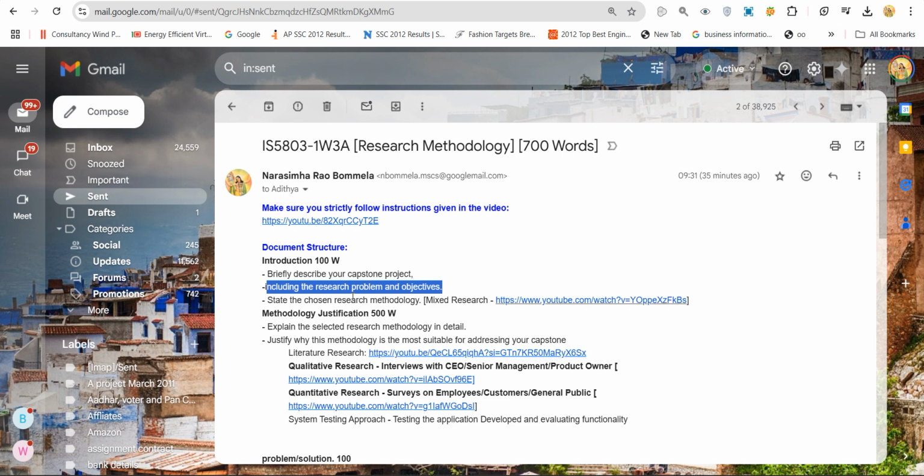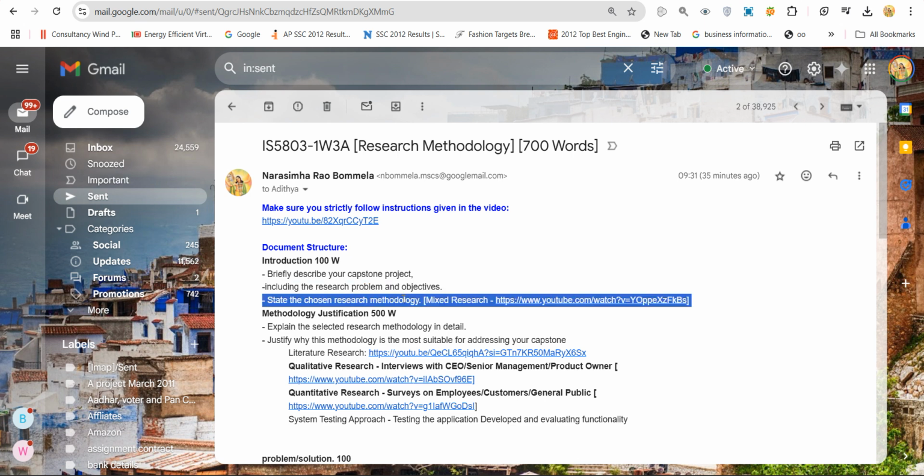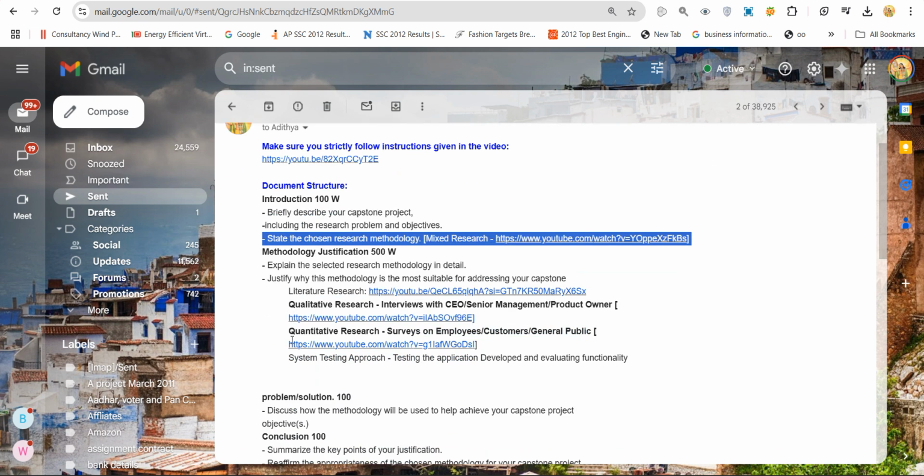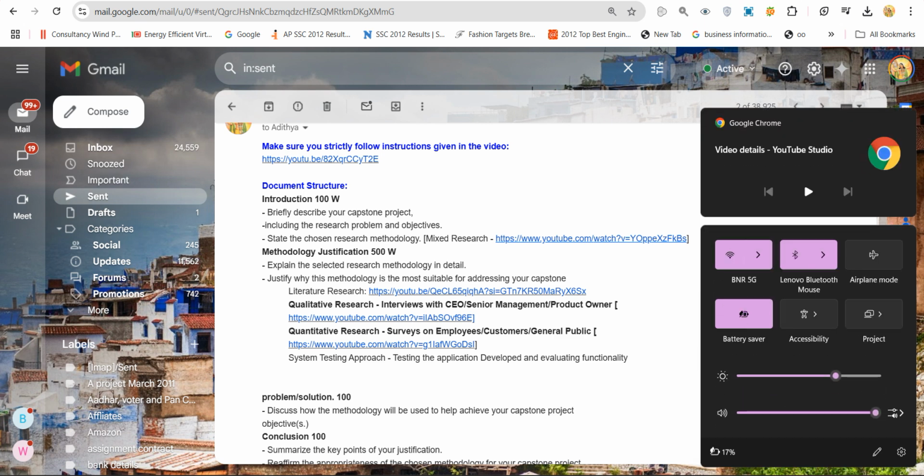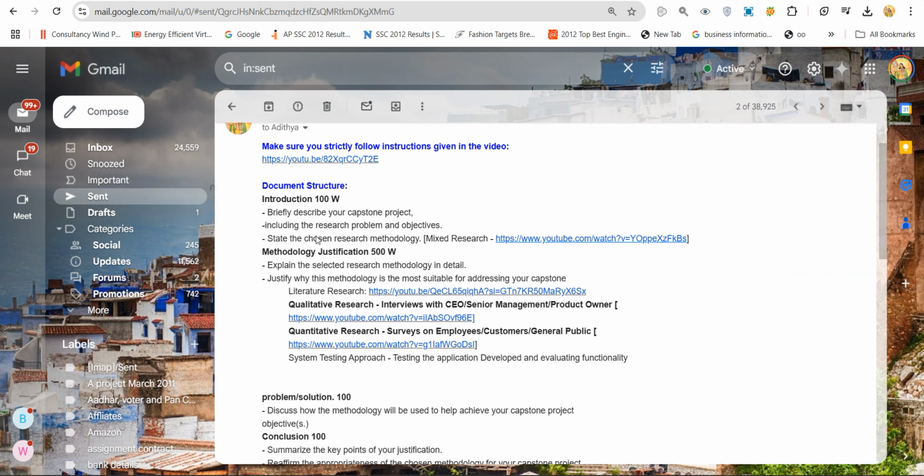Next one is mentioning what is the chosen research methodology. You will be mentioning mixed research as your chosen methodology, and write these 3 or 4 lines at the end of your document after completing everything, because this is a very tricky one. If you write this one, you will understand your research methodology more effectively. So make sure you work on this first, then after completing this section, you write down this one.